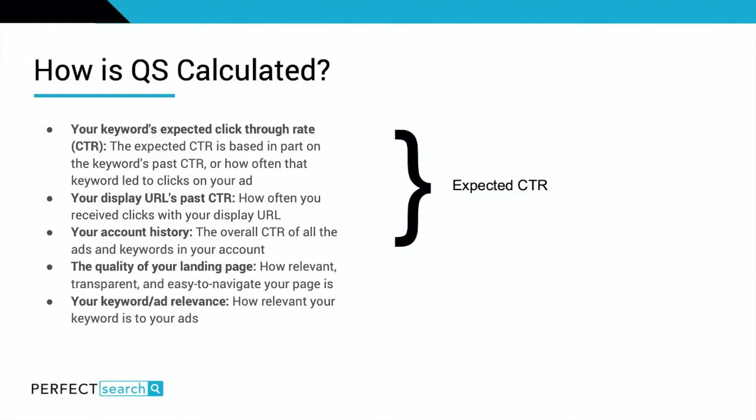It's important that the keyword that triggered the ad is within the ad as well, and that your ads are well written and include that keyword multiple times ideally. So how relevant your keyword is to your ads. Again, the three main factors of quality score are expected click-through rate, landing page quality, and ad relevance.